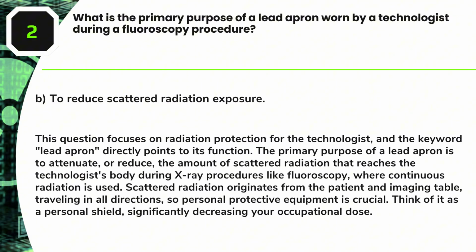Answer: B. To reduce scattered radiation exposure. This question focuses on radiation protection for the technologist, and the keyword lead apron directly points to its function. The primary purpose of a lead apron is to attenuate, or reduce, the amount of scattered radiation that reaches the technologist's body during X-ray procedures like fluoroscopy, where continuous radiation is used.